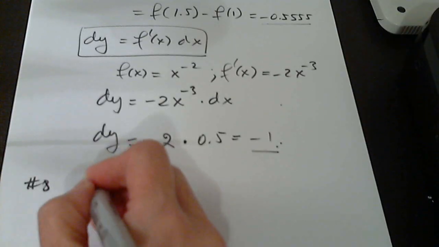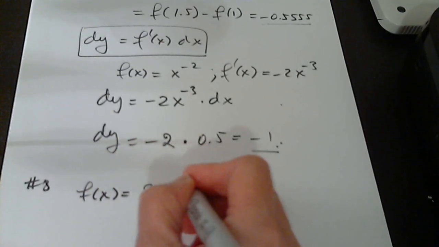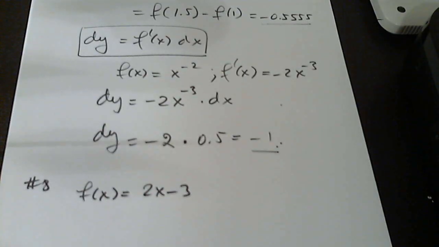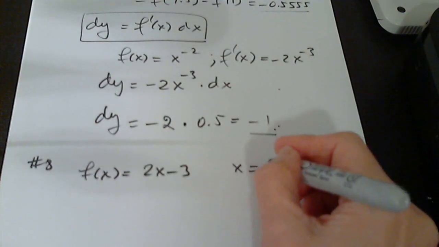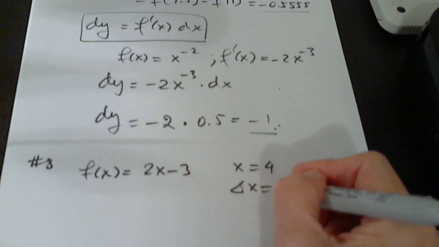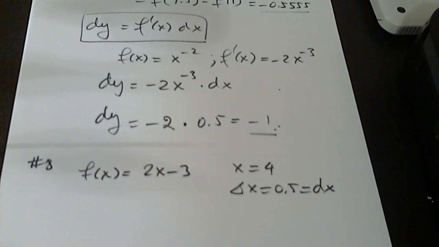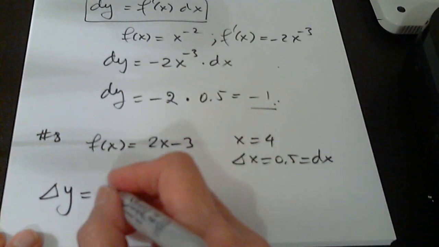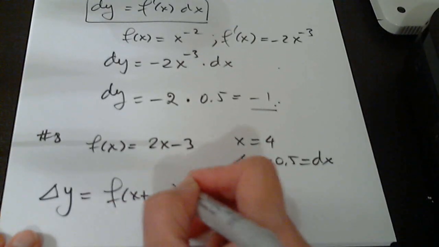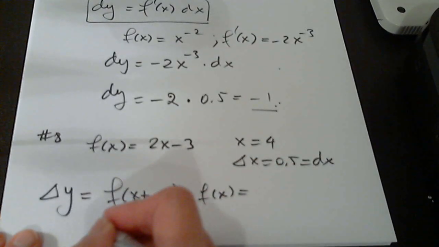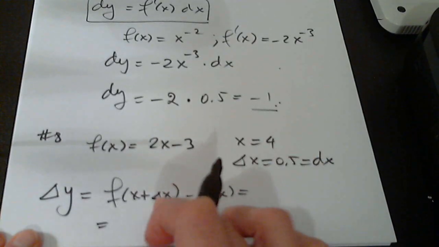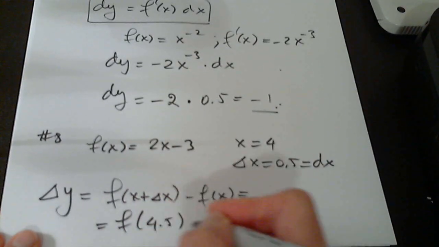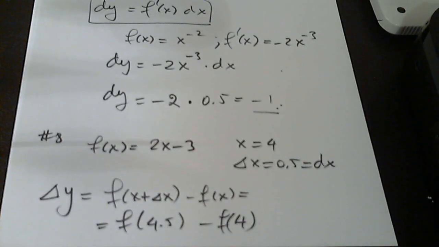In number 8, we have f of x equals 2x minus 3. It's a very simple situation in which the derivative is just 2. But it's up to you. That's fine. So x equals 4, and we have delta x equals 0.5, which is also dx. They're asking us to find delta y. By definition, this is f of x plus delta x minus f of x. X is 4, delta x is 0.5. So this is f of 4.5 minus f of 4.